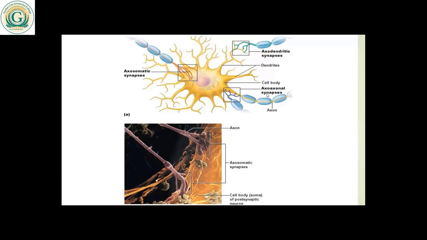Then we have the axo-axonal synapse. The axo-axonal is also between the axon terminal of neuron 1 and the axon of neuron 2. The axon terminal of neuron 1 and the axon of neuron 2. That's why it's axo-axonal synapse. So these are the subclassifications of the neuron-to-neuron synapse.